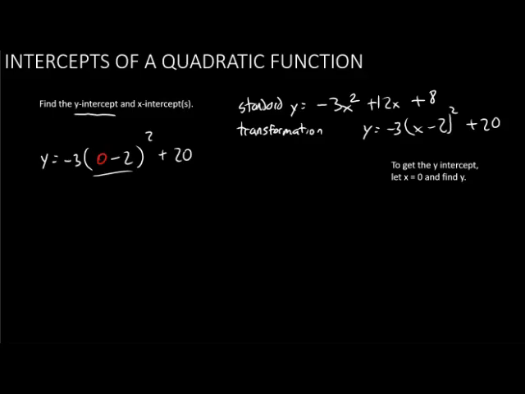Inside of the parentheses, 0 minus 2 is -2. If we square that, we will get positive 4. We will multiply that by -3 and then add 20. -3 times 4 gives -12, plus 20 gives us 8. This means our y-intercept is (0, 8), because our x was 0 and our y that we found was 8.